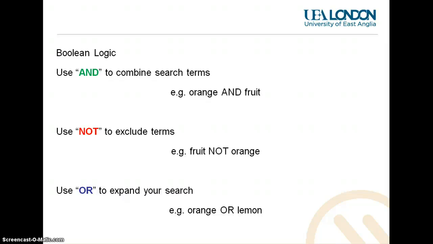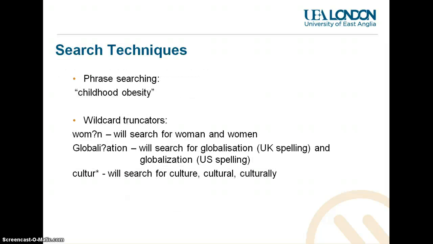You can also do something called phrase searching. Usually, a search engine will return hits which contain individual search words regardless of their order. If you are searching for a phrase like childhood obesity or junk food, you can narrow down your search by putting the words in quotation marks. This will only search for results where the words are next to each other, instead of searching for anything to do with childhood and anything to do with obesity.